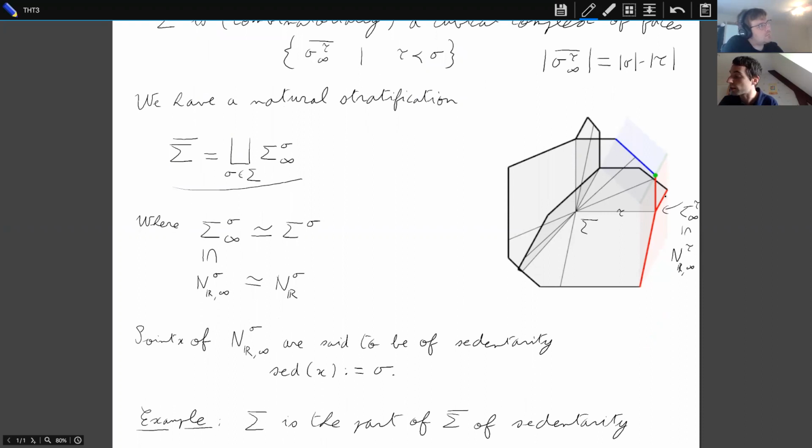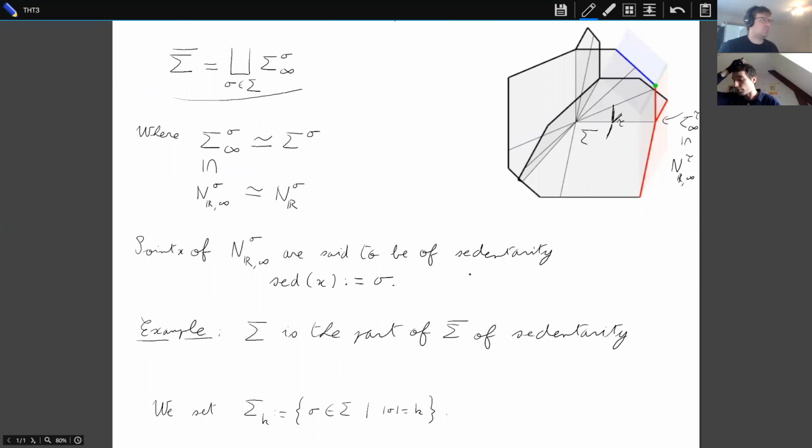And so you can see that sigma infinity tau is exactly isomorphic to sigma tau, which is the star fan around tau, which is what looks like the fan around tau, you quotient by the tangent space of tau, and it's exactly the same thing. And so there is a notion in tropical geometry. We say that a point x which lives in a stratum at infinity, for instance if it lives in n sigma r infinity, has sedentarity sigma. Okay, so for this red stratum, the sedentarity is just tau.